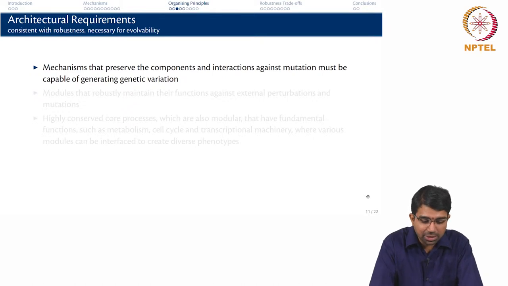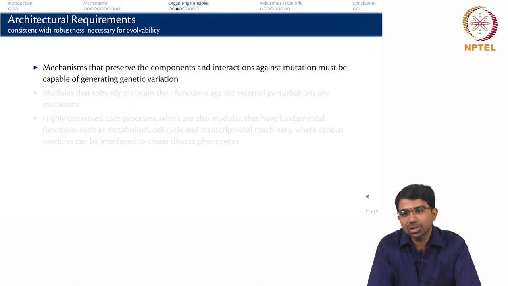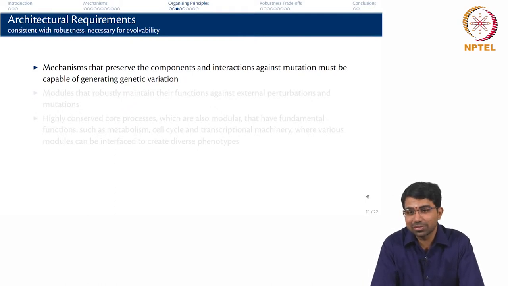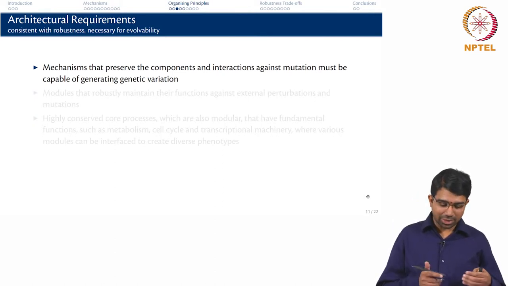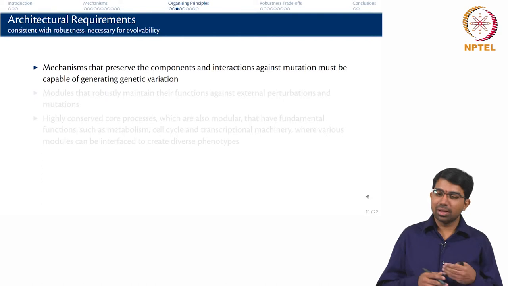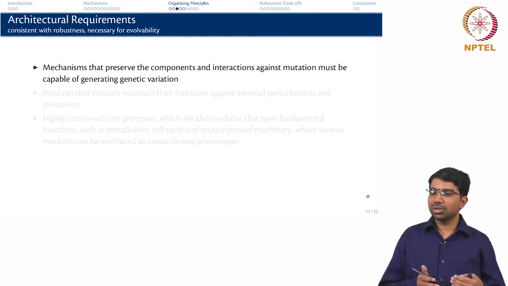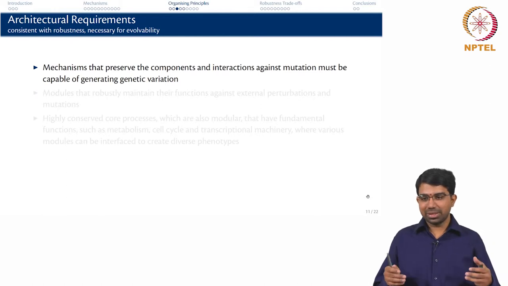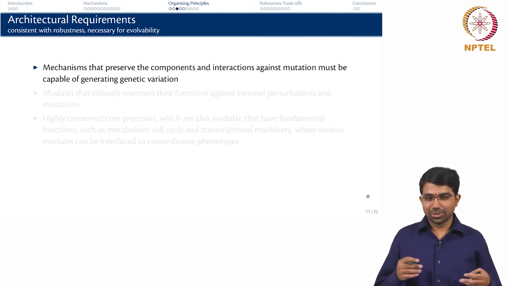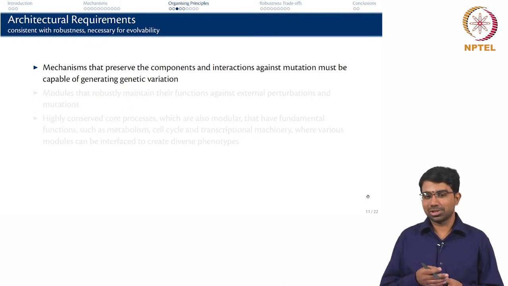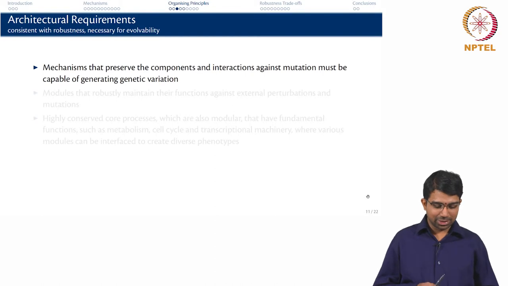We need mechanisms that preserve the components and interactions against mutation, but also be able to generate variation, right? This becomes a requirement when you are looking at biological systems. And that's what you find, right? You have the same DNA, and this is achieved in terms of the degeneracy that you have. So DNA mutations generate variation, and they are also robust. One mutation may not change much. One mutation can change a lot, as we have seen in examples like sickle cell anemia, but in general the robustness is maintained.